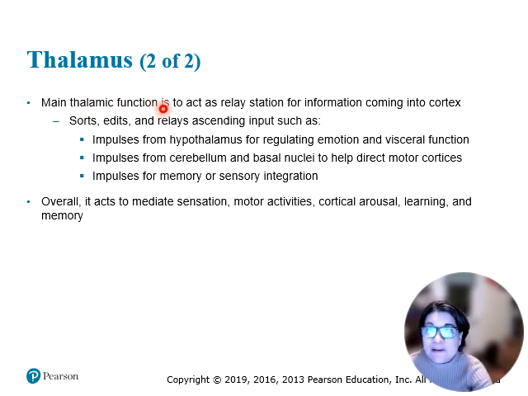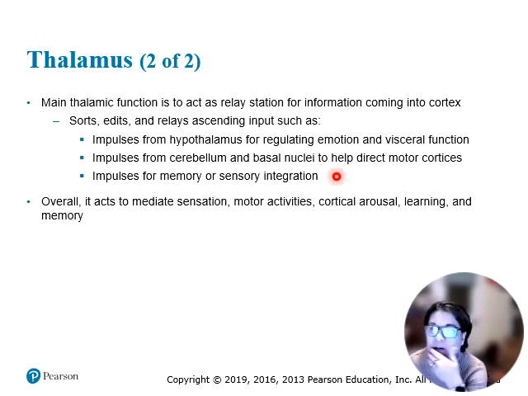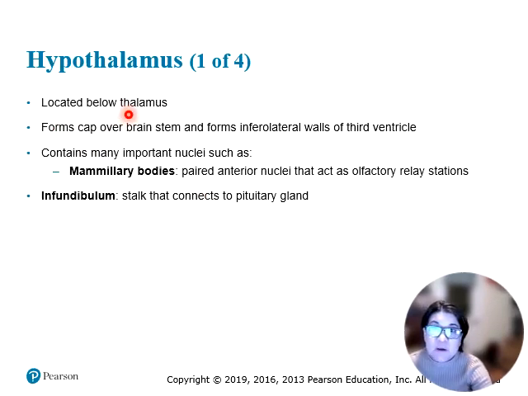So the thalamus is a relay. So you can think of, like, those old telephone operators where they had to move the cords and relay the information. That's like the switchboard, right? That's what the thalamus does. It sorts, edits, relays information to figure out where in the brain this information needs to go. So impulses from hypothalamus for emotion and visceral function, impulses from cerebellum and basal nuclei for motor stuff, and then impulses for memory and sensory integration. So it decides where that information goes. And you can tell that this is a pretty important structure, and that's why it's right in the heart of the brain, protected.